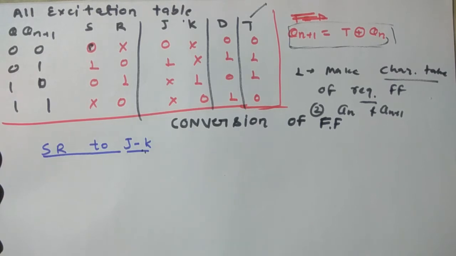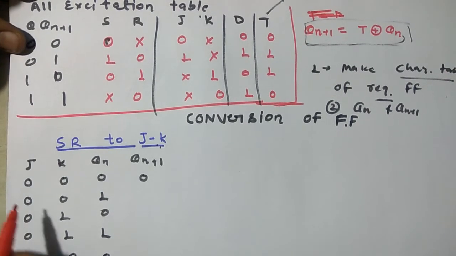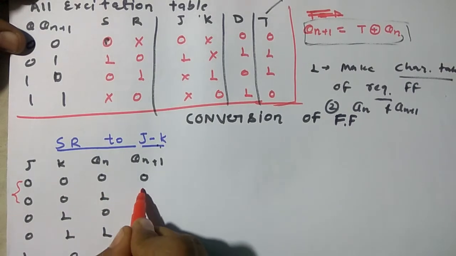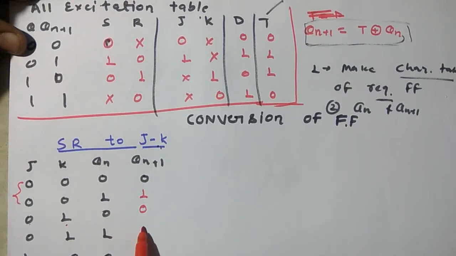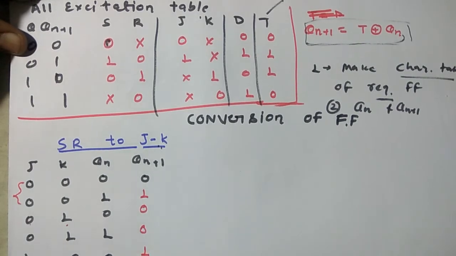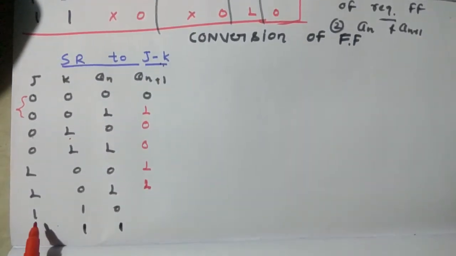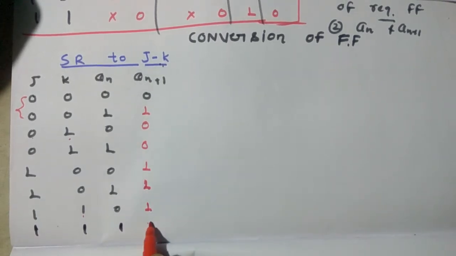We have already done this, so I am not going to teach you step by step. I will just write the characteristic table. So guys, when the J and K input is 0 0, the value is Qn only. When the input is 0 1, the value will be 0, not depending on Qn. When the input is 1 0, the value of Qn plus 1 will be 1. And when the input is 1 1, the value will toggle, so 0 becomes 1 and 1 becomes 0.